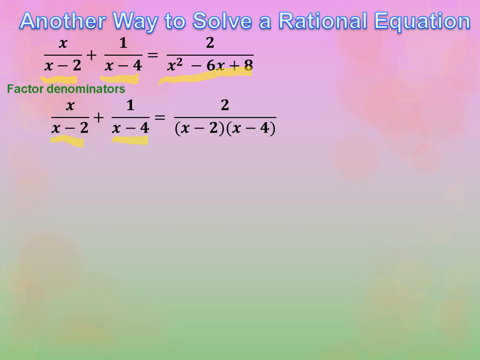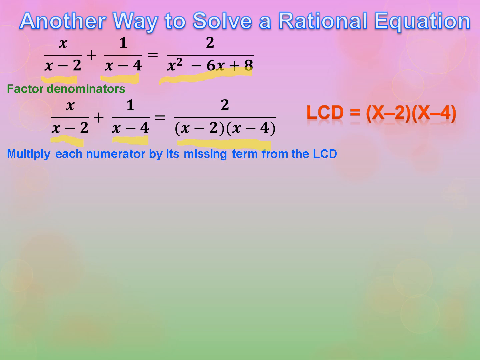X minus 4, I'm going to need that. And this one already has the common denominator. So that tells me that my LCD is x minus 2 times x minus 4. Now I'm going to work at making sure each term has the common denominator. So I'm going to multiply each numerator by the missing term from the LCD. So this is just like what we did on day 6.5.